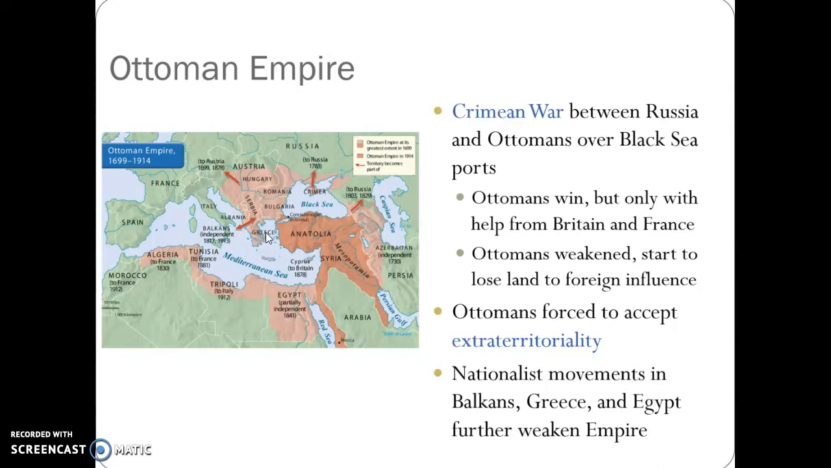There was a war in 1853 called the Crimean War, and what was happening there was kind of the same thing. The Russians were beating up on the Turks, and this time the French and the British, who were worried about Russia getting out into the Mediterranean Sea, decided to support the Turks, and so it's basically a war between Britain and France on the one side with the Ottoman Empire against Russia. And the Ottomans were able to win that war. Really, Britain and France won that war, but it just shows you how weak the Ottoman Empire was, and it continues to lose land even after that.